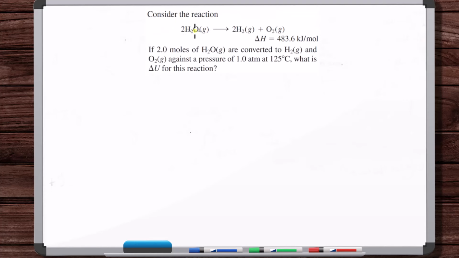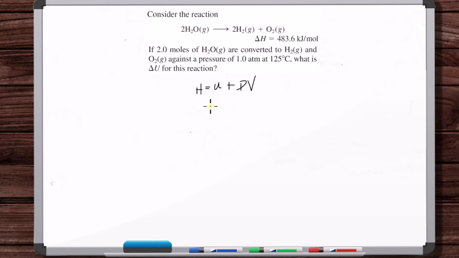Consider the reaction. If 2 moles of H2O gas are converted to H2 gas and O2 against a pressure of 1 atmosphere at 125 degrees Celsius, what is the delta U for this reaction? Okay, so we know that H is equal to U plus PV. To get the internal energy, you just take the enthalpy and subtract out the PV work, because that's what enthalpy is.